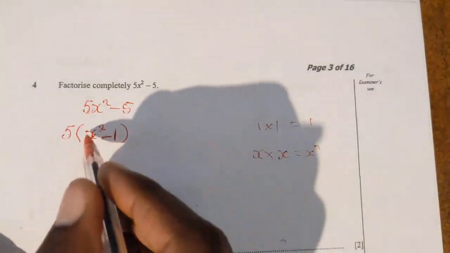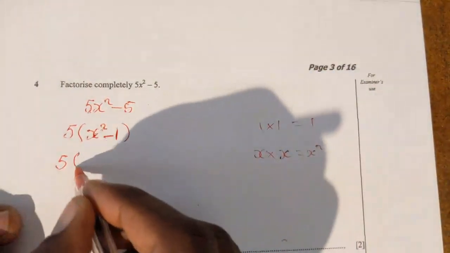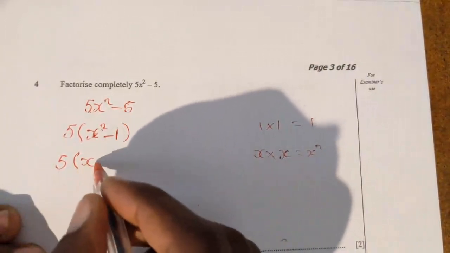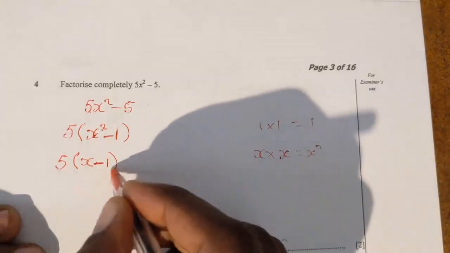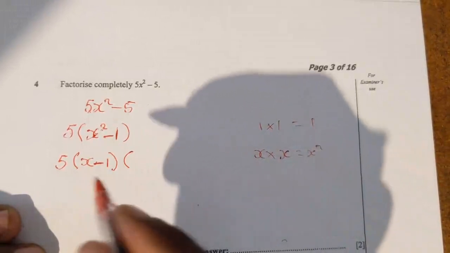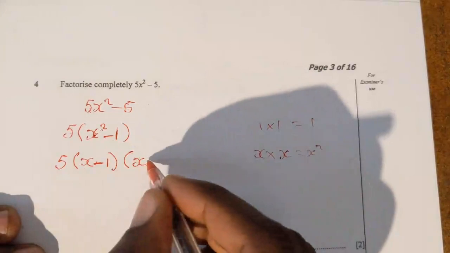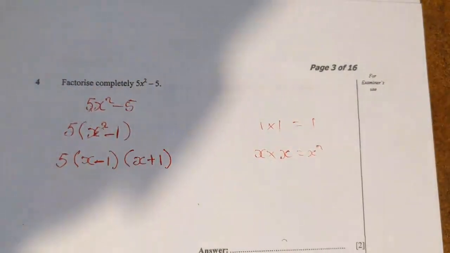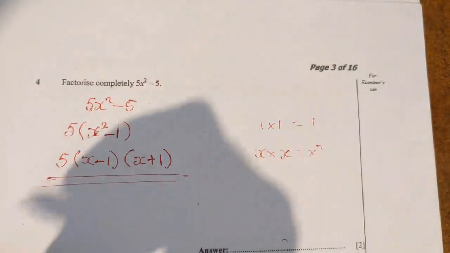So what you're going to do is, this is just a difference of 2 squares, all right? The square root of this is just x. You get the same minus the square root of 1, it's just 1, okay? But this is a difference of 2 squares, meaning that there is a positive and there is a negative. So you're going to say x, there is a positive number here, plus 1, like that. Okay, that is the answer.